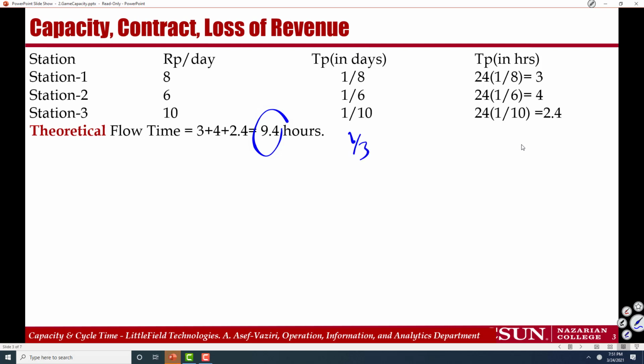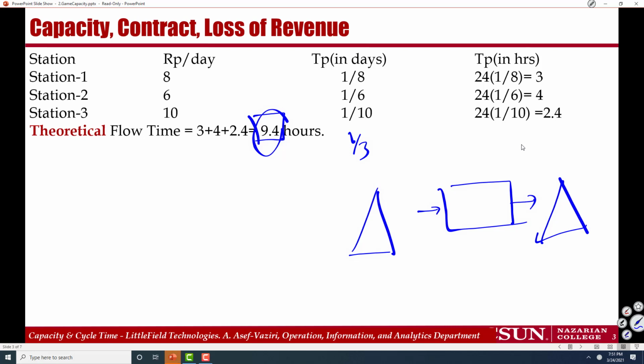But the actual flow time may be 2 days, 3 days, 4 days, because 9.4 hours will be with machines. But the product may be inside waiting lines for 100 hours. We don't know. And that is the difference between flow time and theoretical flow time. Theoretical flow time is the only time that the product spent with machines, with production equipment or service resources.